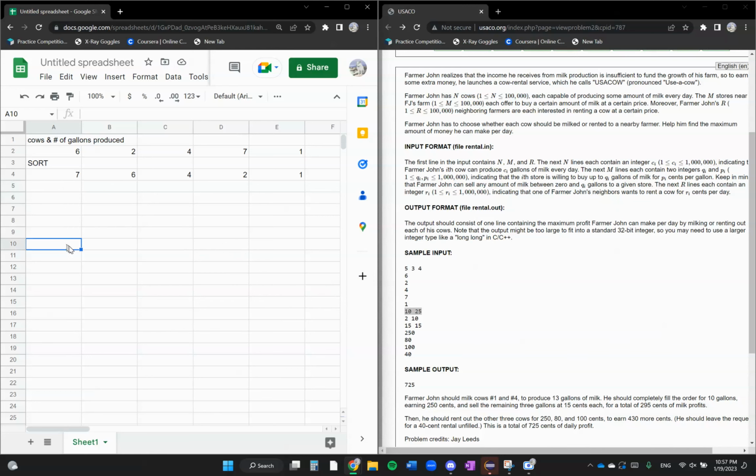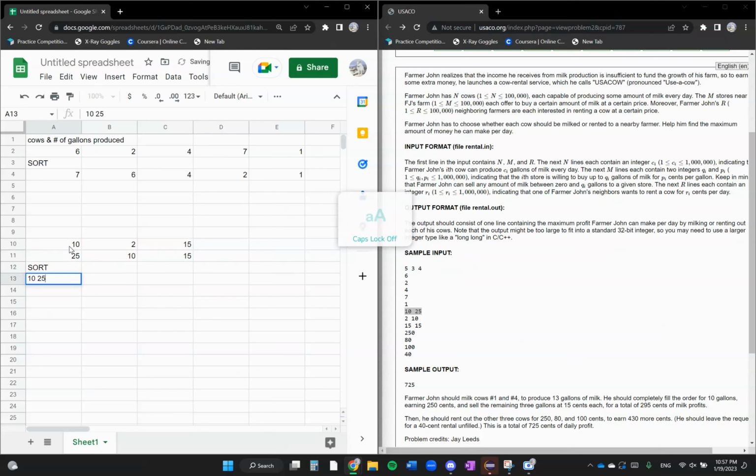So there's a store that's willing to buy 10 gallons for 25 cents each, 2 gallons for 10 cents each, and 15 gallons for 15 cents each. So what we probably want to do is, since we also want to optimize it in case there's a lack of cows or a lack of stores that are willing to buy, we want to sort this array as well, so we can get the optimal amount of money just by selling the milk. So we sort this too.